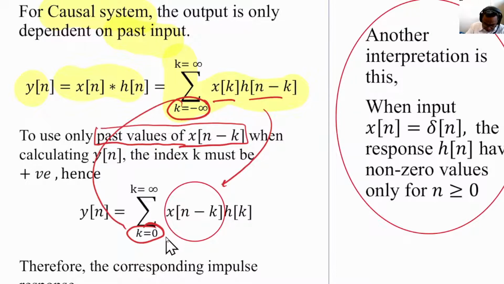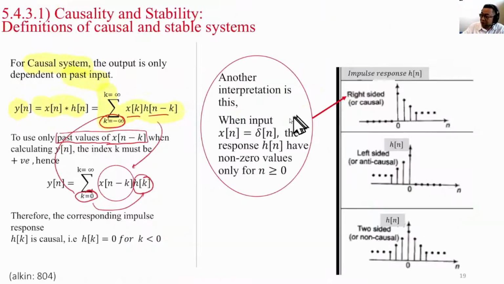Now, it also affects this term. It also means that h of k can only go from 0 to infinity. Therefore, the impulse response is causal. So a causal impulse response also implies that we are only using past values of x of n. So this is the diagram that says this.